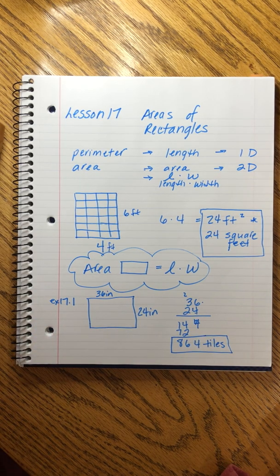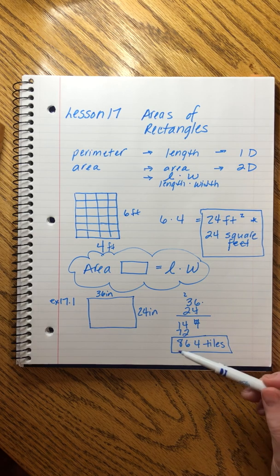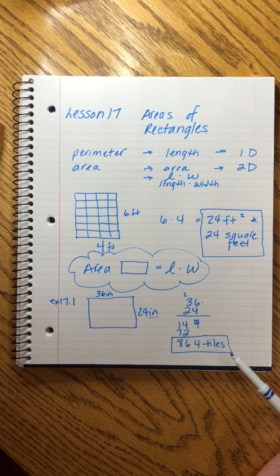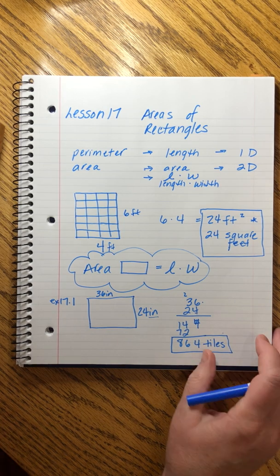Because of the way the question was asked, how many 1-inch square tiles would it take to cover the figure, we're going to write our answer as that many tiles. If you wrote it this way and said 864 inches squared, I would be fine with that. Or if you wrote out square inches, that would be fine too. But putting tiles is the most precise way to describe your answer, since the question asked how many tiles it would take.